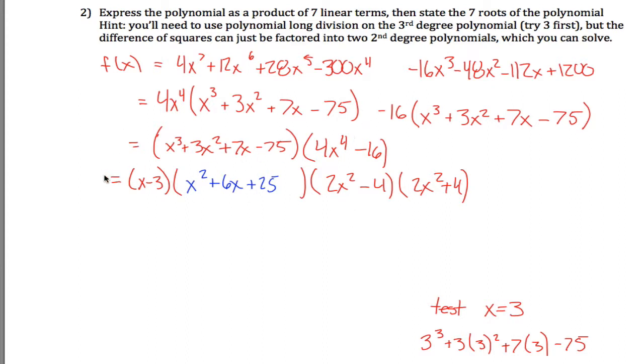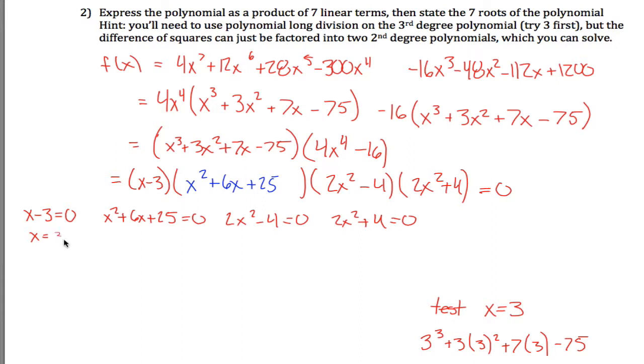But we know that we're trying to find the root, so we're trying to figure out when this thing equals 0. It equals 0 if x minus 3 equals 0, or if x squared plus 6x plus 25 equals 0, or if 2x squared minus 4 equals 0, or finally if 2x squared plus 4 equals 0. This one's easy. Add 3 to both sides, you get x equals 3.